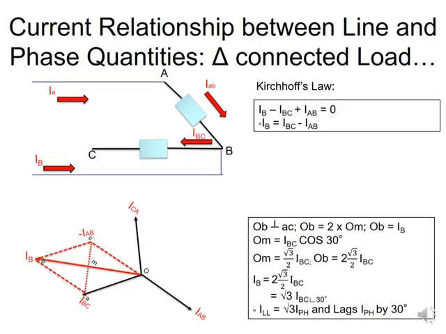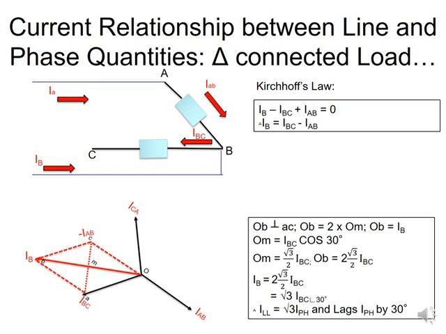Then this slide is exactly what we had on the previous one, but I'm showing this between A and B as well as between B and C. And I can see that at the point of B, I will have IB minus IBC plus IAB equals to 0. Therefore, my IB is equal to IBC minus IAB.